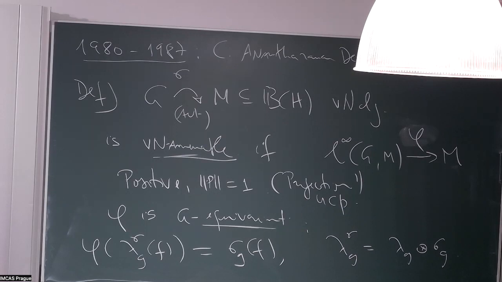In this case, you can view it just as bounded functions from G to M, because G is discrete. In general, if G were locally compact, for which there is also a theory, it's slightly more complicated, and you take measurable functions modulo null functions. But in this case, just bounded functions from G to M. And this is also a von Neumann algebra again.